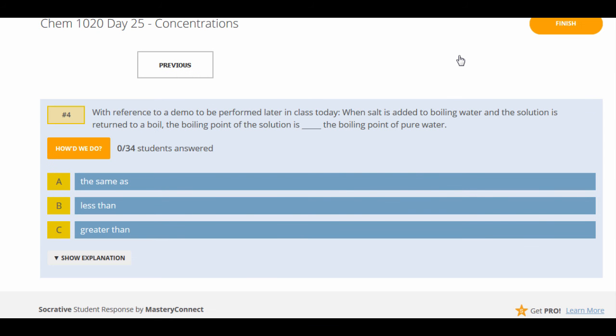With reference to the demo being performed in class today, and I'm doing it right now, when salt is added to boiling water and the solution is returned to boil, the boiling point of the solution is blank compared to the boiling point of pure water. And I'm actually going to demonstrate this. We'll talk about the why later on. I think I got enough salt in there. I do.